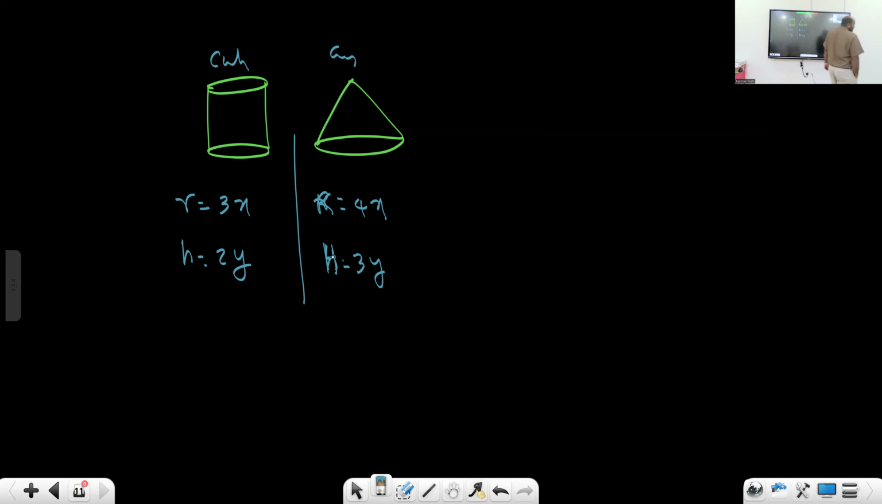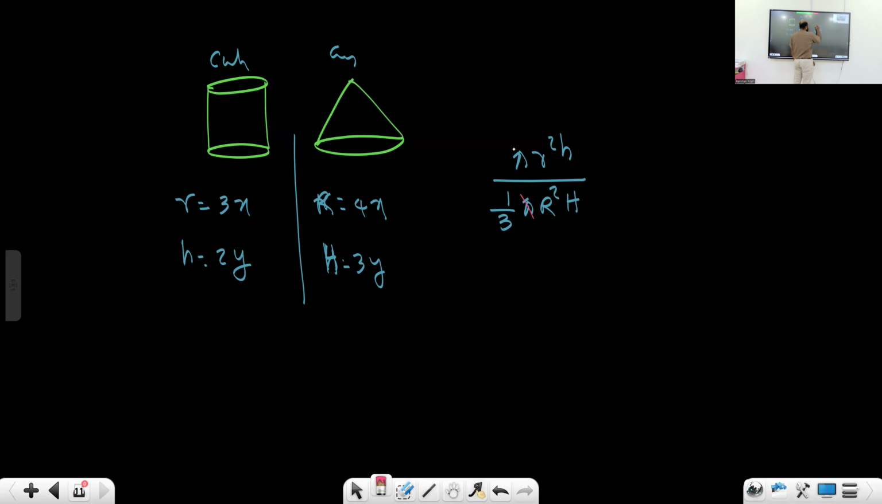The ratio of the volumes equals volume of cylinder by volume of cone. Now, what is the volume of a cylinder? Pi r square h. Volume of cone is 1 by 3 pi r square h.